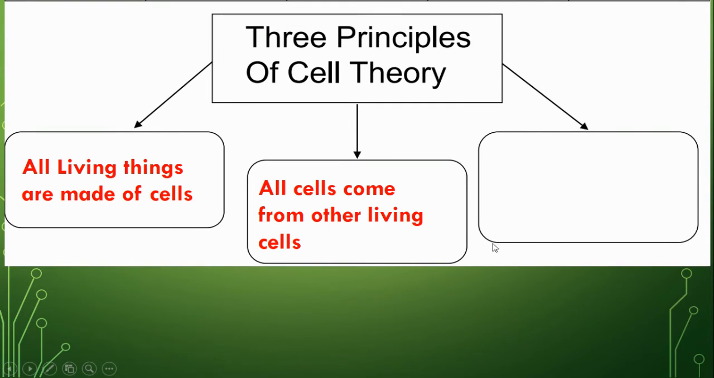And then the last part of the cell theory is that the cell is the basic unit of life, meaning nothing smaller than a cell would be considered alive. So that means the organelles found within a cell, although they have jobs and functions, are not considered living.